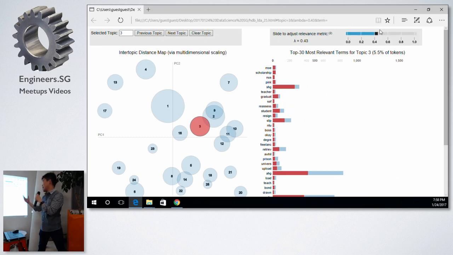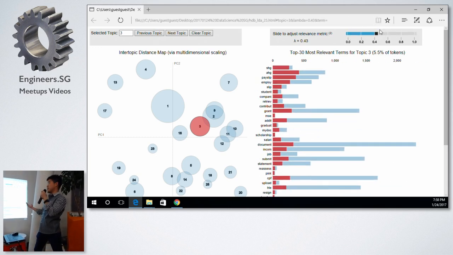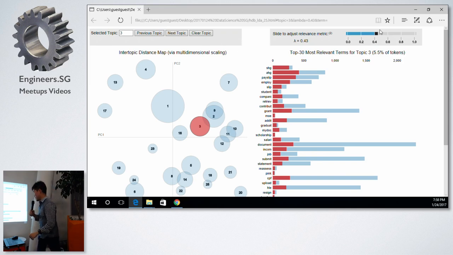So I handed this to the HDB officers, and they went through every topic and slid it around to see what words are best to represent the topic, and then they labeled the topics from there. And then they came back to me with the topics, and from there I went on to do further analysis. Okay, let me continue.